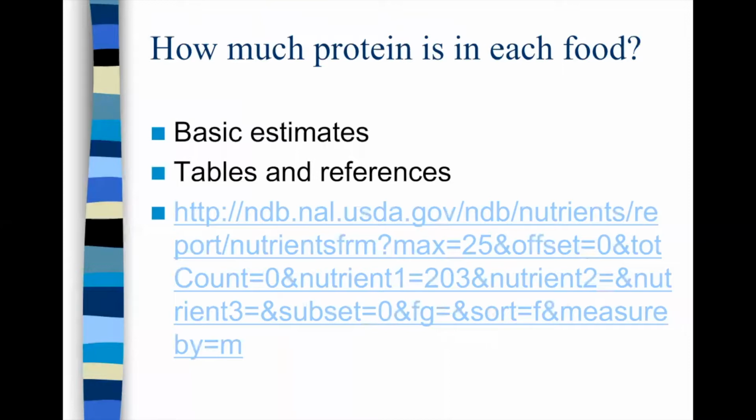How much protein is in each food? Your textbook has some really good tables and references, as well as this website here. For example, an 8-ounce cup of milk usually has 8 grams of protein. A 1-ounce serving of meat has 7 grams of protein. Vegetables have 2 grams of protein on average per serving, but some vegetables are going to be a lot higher than this. And starches and grains have on average 2 grams per serving.